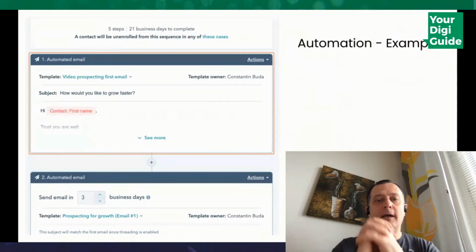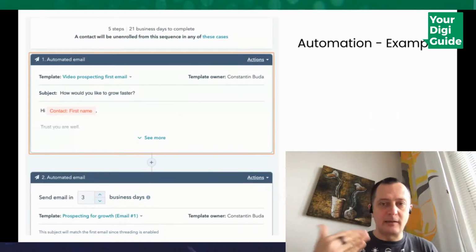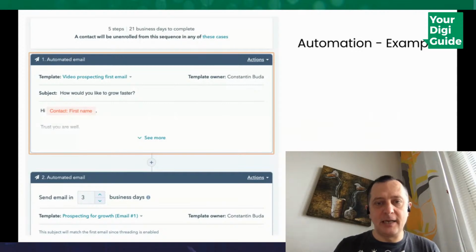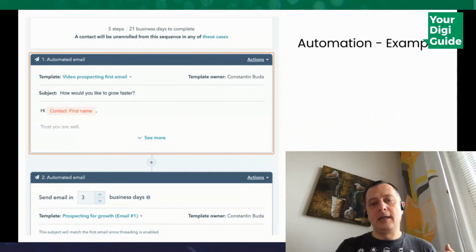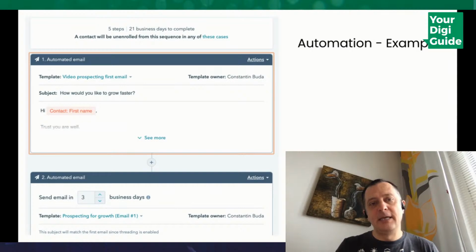So let's look at an example. I'm not going to open this example further than just saying this is basically an automated email where the email was written and predefined. It was assigned to a particular segment audience, and there were about 5 emails in the whole process. I think 5 steps, and it took 21 business days to complete.